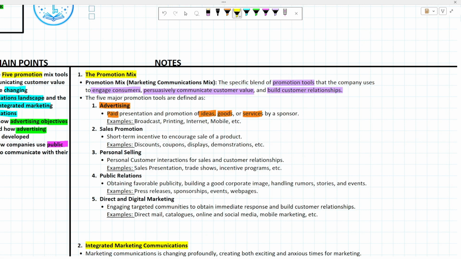Two, we have sales promotion. This is a short-term incentive to encourage sale of a product. So short-term and to encourage sale. Examples of these are discounts, coupons, displays, demonstrations, etc.